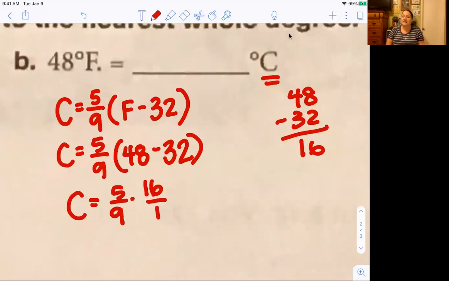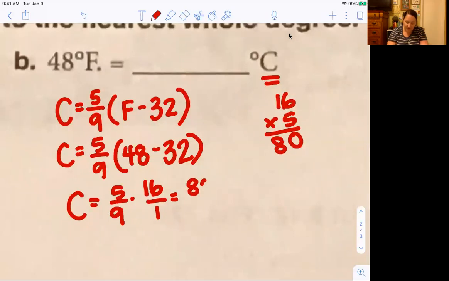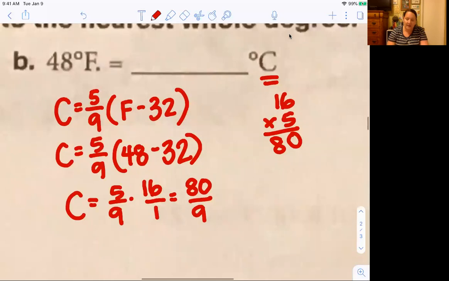Now, do 16 and 9 share any common factors? No, they don't. So what we need to do is multiply 16 times 5 and then divide by 9. So let's do that. 16 times 5 is 80. 80 over 9. Now we can divide. So we have 80 divided by 9.